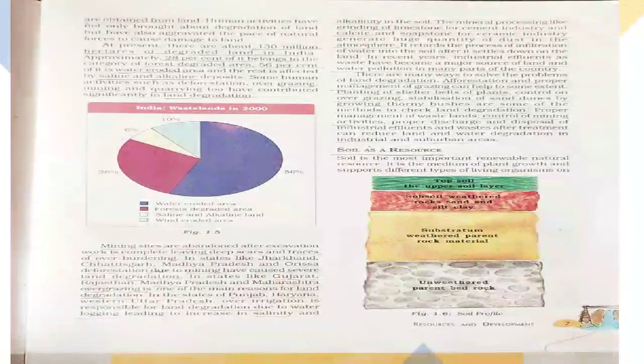And coming to the land-wise measurements, for example, at present there are 130 million hectares of degraded land in India. India has 328.7 million hectares of land. Out of it, 130 million hectares fall into the category of degraded lands. So you can imagine how much land in our country is coming under degraded land.